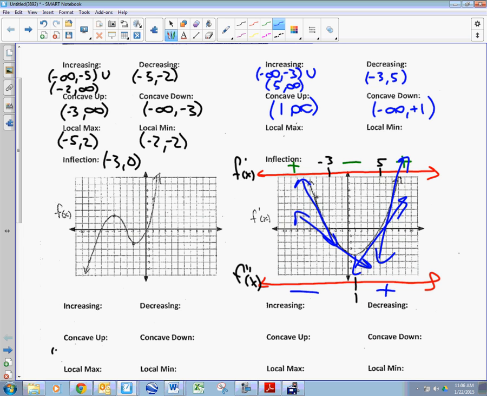Local max occurs when the first derivative is equal to 0 and it changes from increasing to decreasing. Where is the first derivative equal to 0 and changes from increasing to decreasing? -3. Now, if you want to come up with the y value, are you able to? No, we don't know the position of the original function. We have nothing to plug it into. We have no idea.